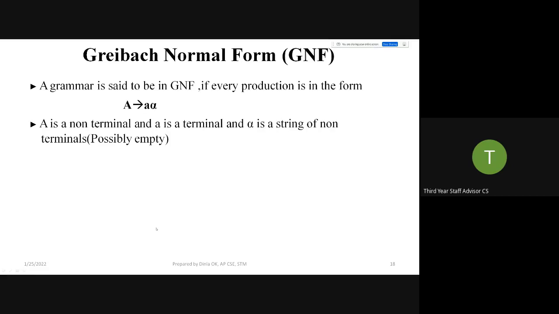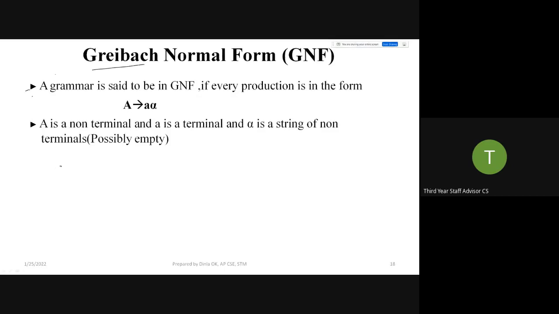So, after eliminating these types of productions, we will get a simplified context-free grammar or a reduced context-free grammar. And from this, we know that we are using the normal forms in order to standardize the context-free grammar. Okay, so there are two types of normal form. One we have discussed in the class, which was known as Chomsky normal form, and the other one was Greibach normal form. Okay, so now we are going to discuss about the Greibach normal form.